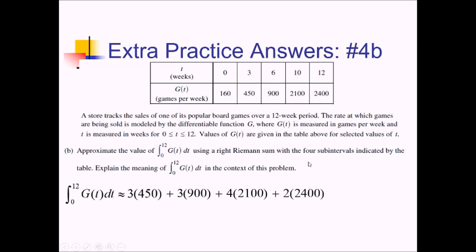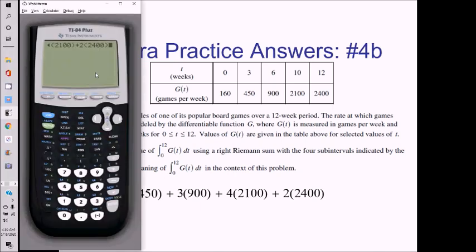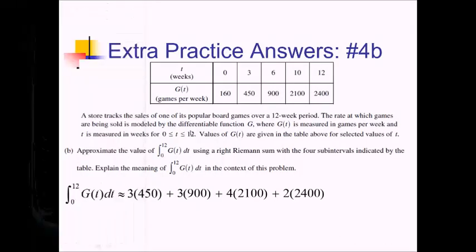You don't have to simplify this, but I'm going to anyway, so let me see what that comes out to. I'm going to plug all that into my calculator. That's 17,250. And since I'm basically in this integral multiplying games per week by weeks, dt has units of weeks, the weeks cancel out and we just end up with games for the final unit there.